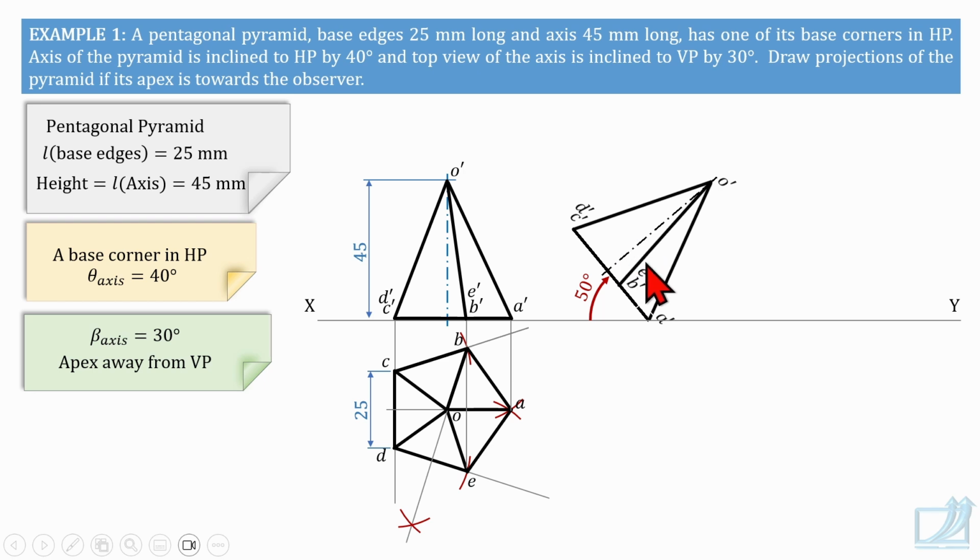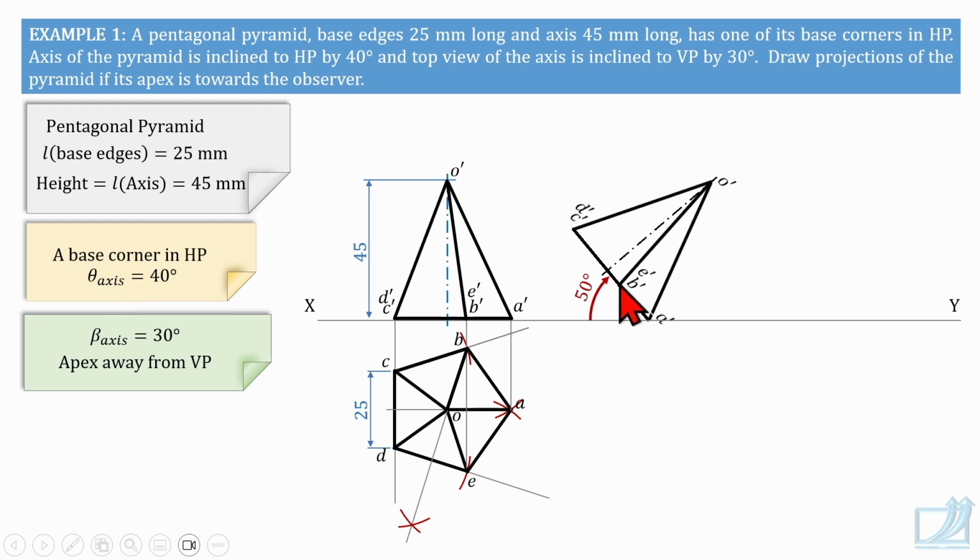Check here, the front view gives all details with respect to HP. So a base corner is in HP, yes, corner A is in HP, and the axis is inclined at 40 degrees. Yes, this axis is certainly inclined at 40 degrees with HP because the base is inclined at an angle of 50 degrees. So you are going to draw the front view in the second stage in this manner to bring all details with respect to HP.